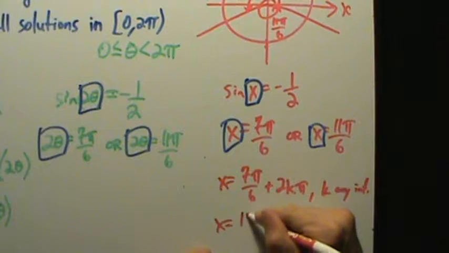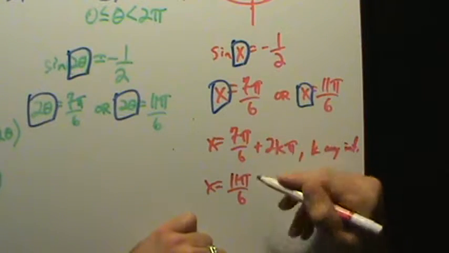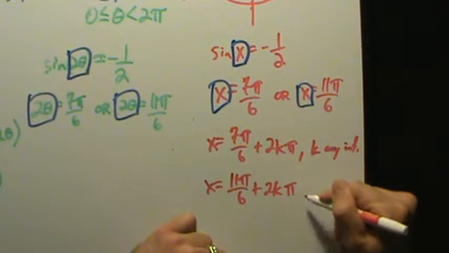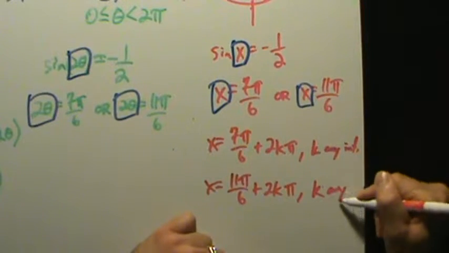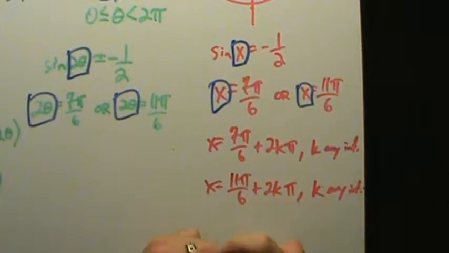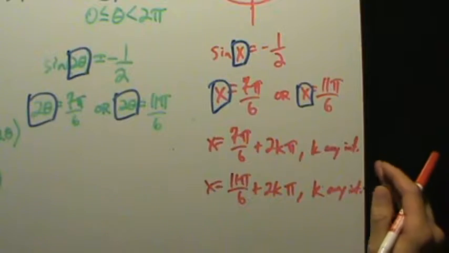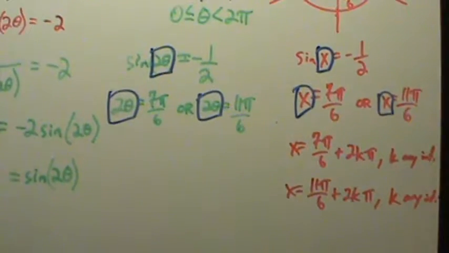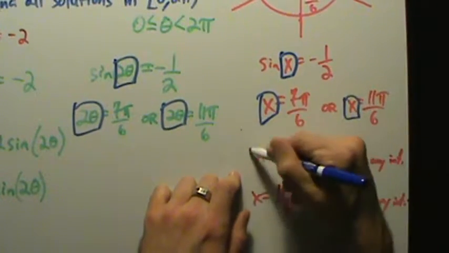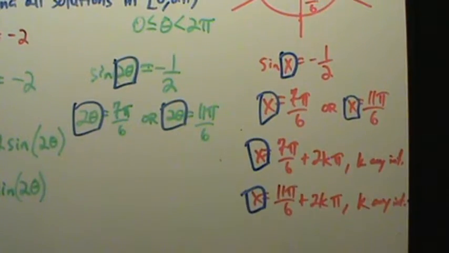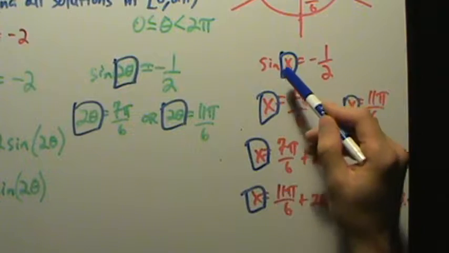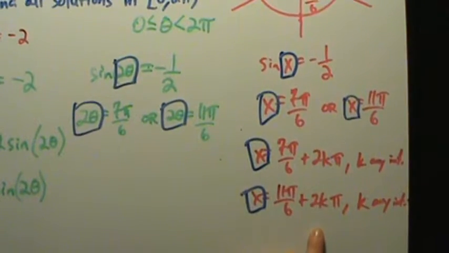And we would also have x equals 11 pi over 6 plus 2k pi, where k is any integer. Okay? And from now on in this video, we're going to stop writing "k any integer" just to save time and space. So now the point is, it's not that it's just x, the point is it's what's inside of the sine. Okay? So here the x was inside of the sine, so the x is what we add the 2k pi to.